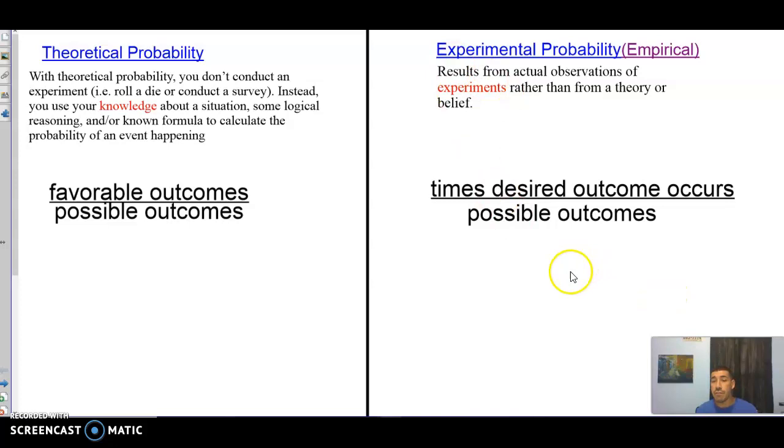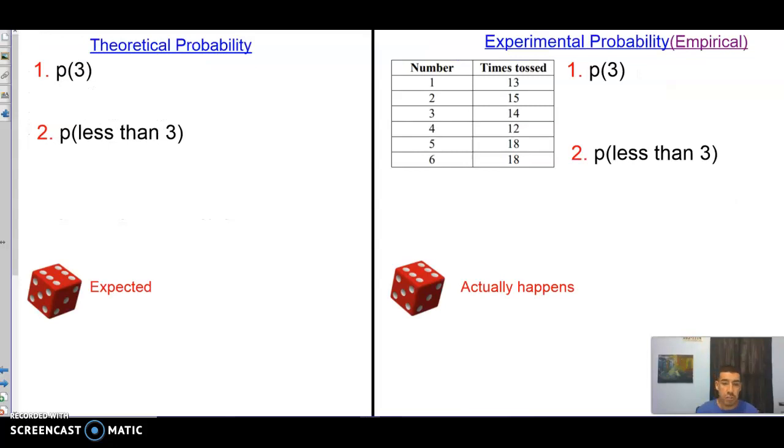Okay, the formula for this one is the number of times the desired outcome occurs over the possible outcomes. So on the top again, the number of times that a desired outcome occurs, and on the bottom, possible outcomes. I know that you're confused right now and that you don't understand, but I promise you after the following example, everything will be clear, okay? So if you're confused, don't worry about it, okay? Let's go to the next screen, okay?